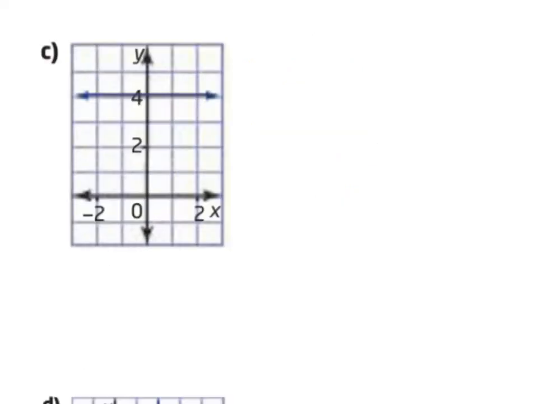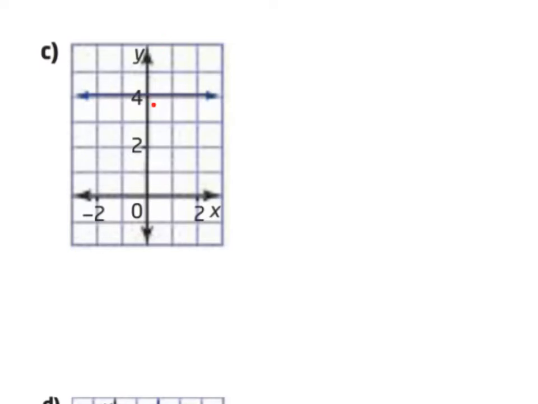All right, here's a brand new line. It looks a little bit different than the lines we saw in examples A and B. It's a completely horizontal running line. But same like before, the first thing I would do is identify what your y-intercept is.